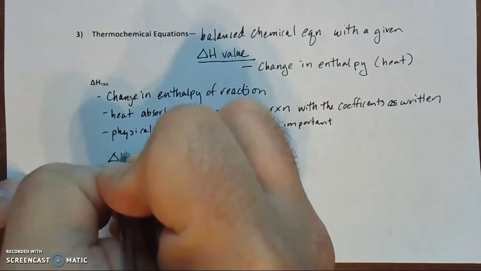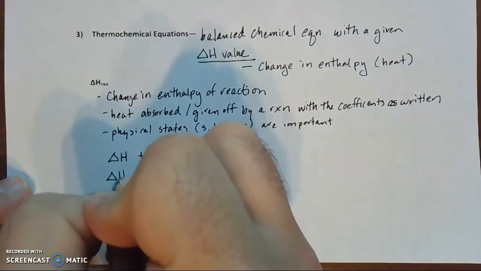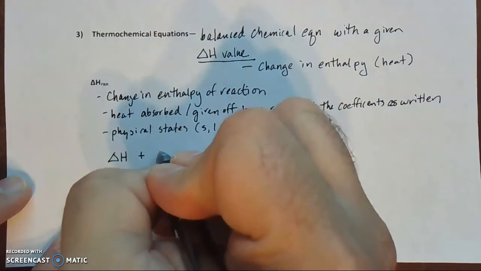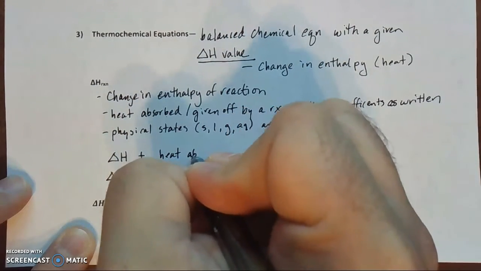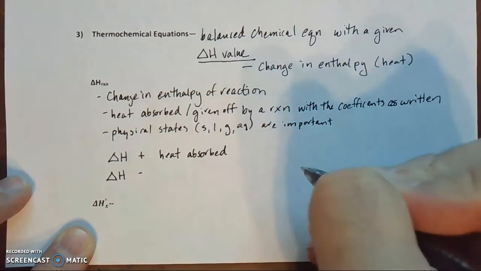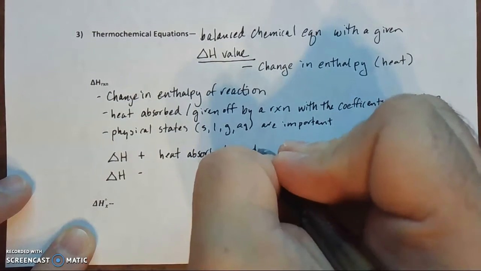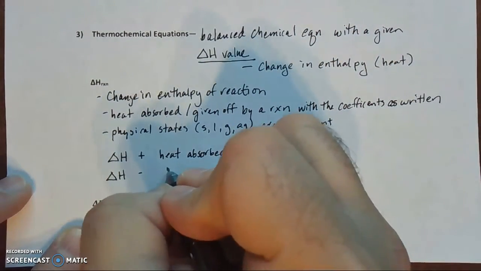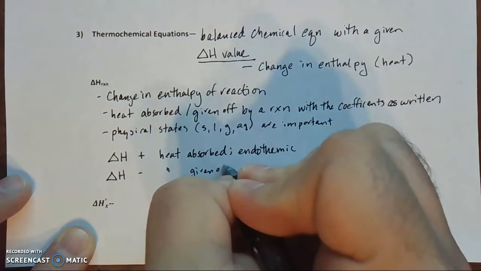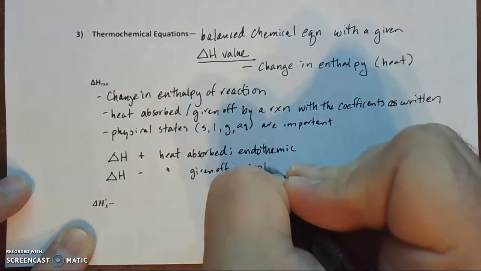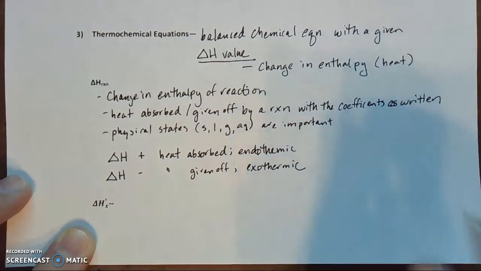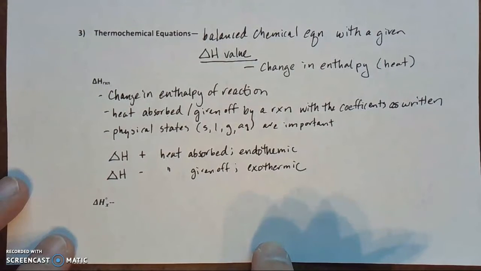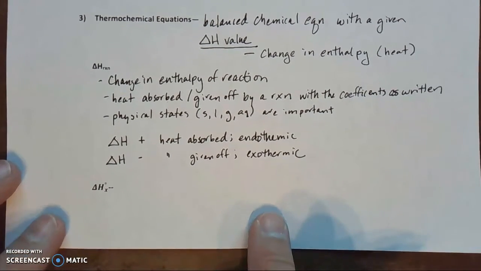And if we have delta H positive or delta H negative, that tells us whether heat is absorbed or given off. So a positive delta H, heat is absorbed. That means that it is endothermic. Delta H negative, heat is given off, which means it's exothermic. So those really haven't changed. The same thing with Q when we were talking about heat, positive and negative told us whether it was endo or exothermic.